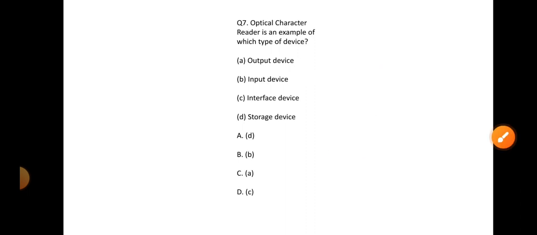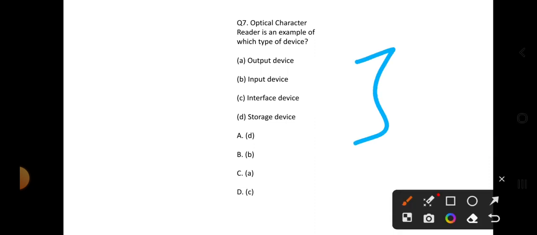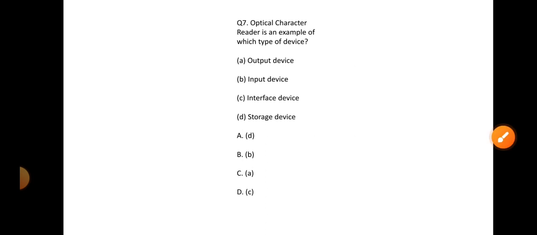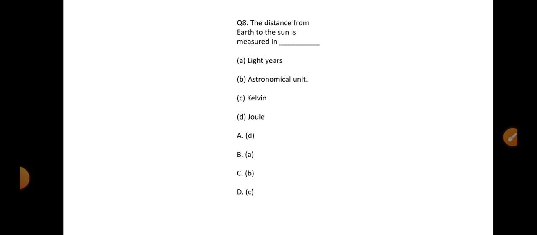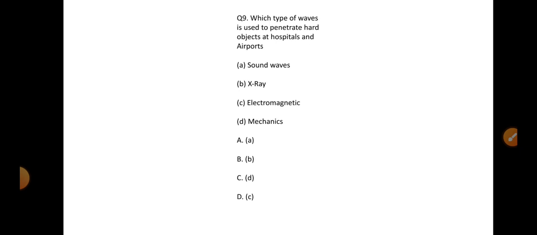Seventh, optical character reader is an example of which type of device? Very easy question again. Out of these options, write your answer. The distance from Earth to Sun is measured in. Very easy. And what type of waves is used to penetrate hard objects at hospitals and airport? Sound waves, X-rays, electromagnetic, or mechanical. With the mass per unit volume.